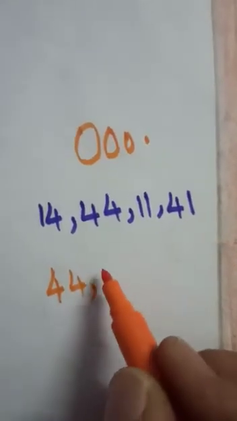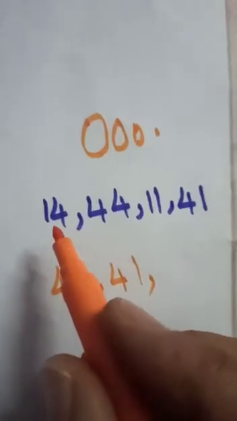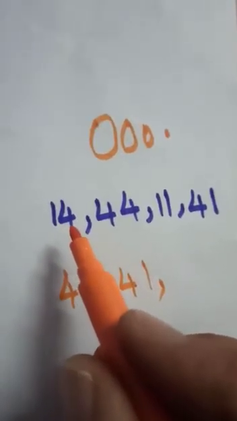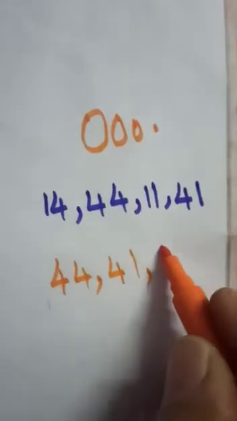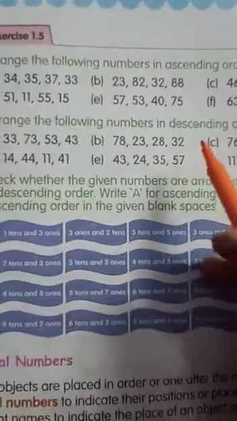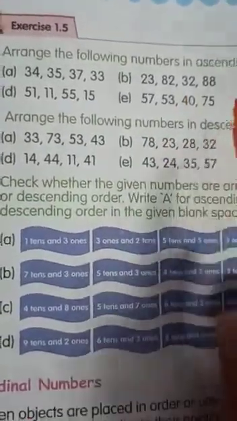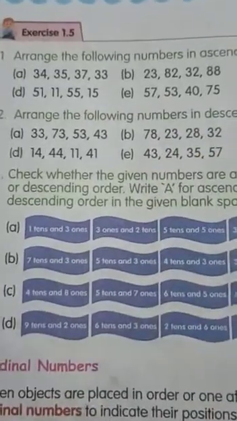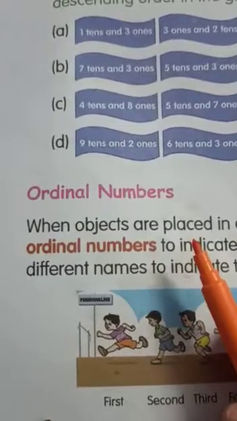Next we have 41. Then 14. Why 14? Because on the ones place here we have 4 and here 1, and 1 is less than 4. So 14, and then 11. Now students, this is your textbook. You have to practice this and arrange them in ascending order, and this one in descending order.